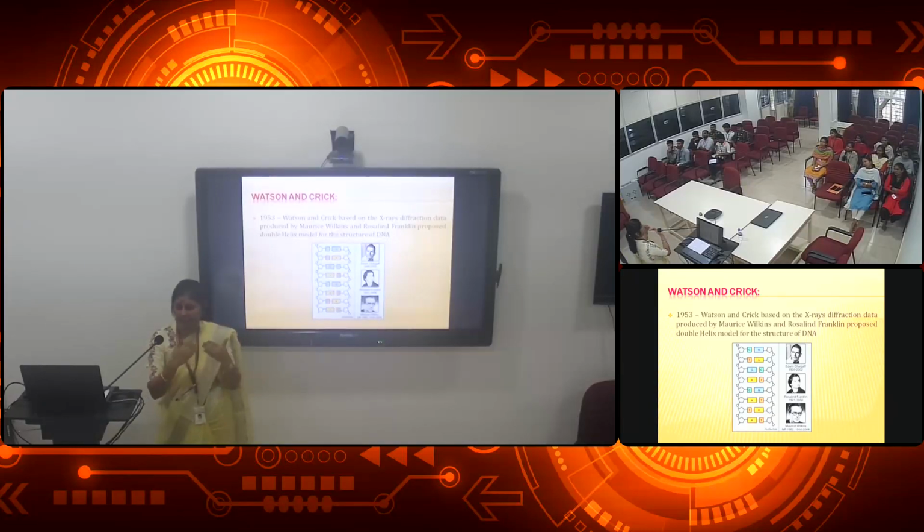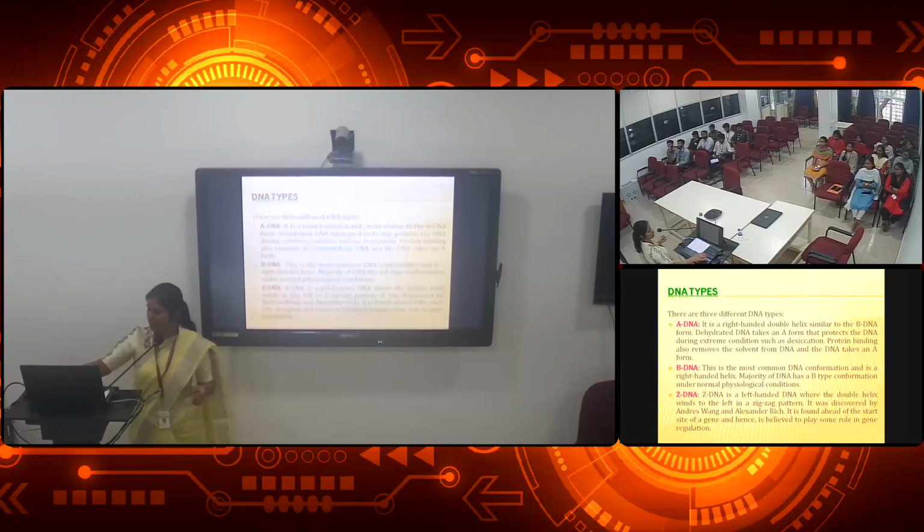The nucleotides always run in an anti-parallel manner. Each strand runs anti-parallel: one will be 3' to 5' end, another will be 5' to 3' end. This was proposed by Watson and Crick, and for this work the two persons got a Nobel Prize. Understand? So this is about the history of DNA.